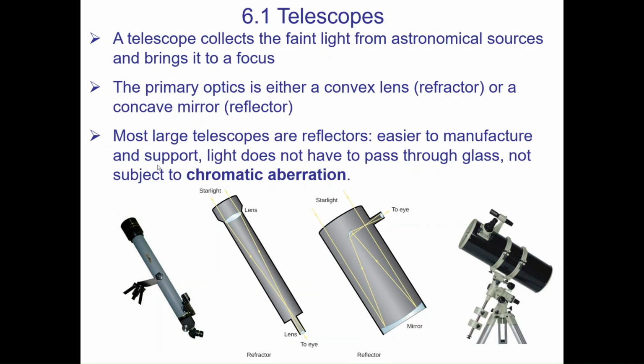Therefore, in summary, that is why modern research uses reflector telescopes, especially the very large telescopes. The reflectors, which are mirrors, are easier to manufacture and easier to support. And light does not have to pass through the glass of the mirror. Therefore, we only need to polish one side. Also, the mirror is not subject to chromatic aberration, which is a problem of the lens, which basically splits light into different colored components.